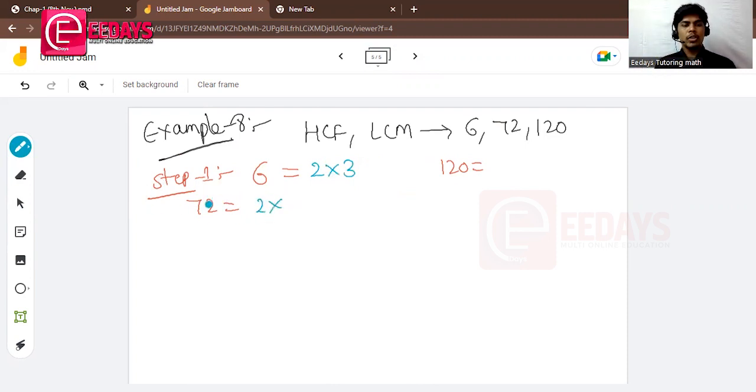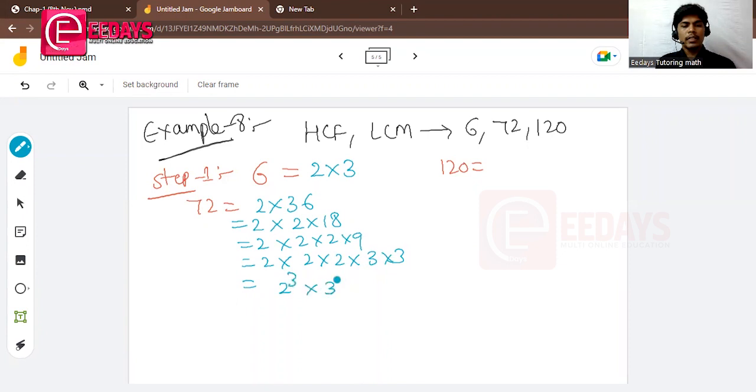72, you can write as 2 into 36. 36 we can split as 2 into 18. 2 into 2 into 2 into 9. And 9 we can write as 3 into 3. So we stop here. How many 2s are there? 2 cube and 3 square.